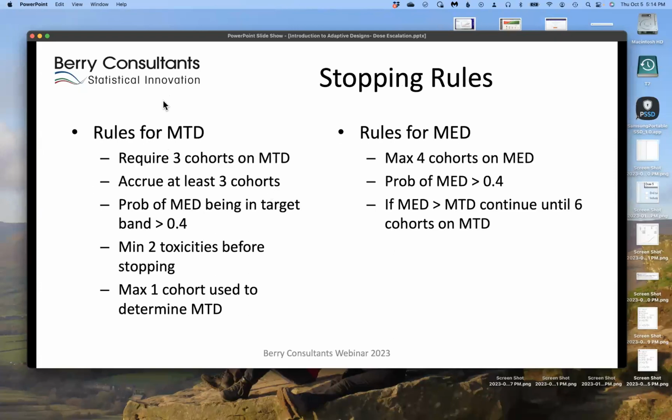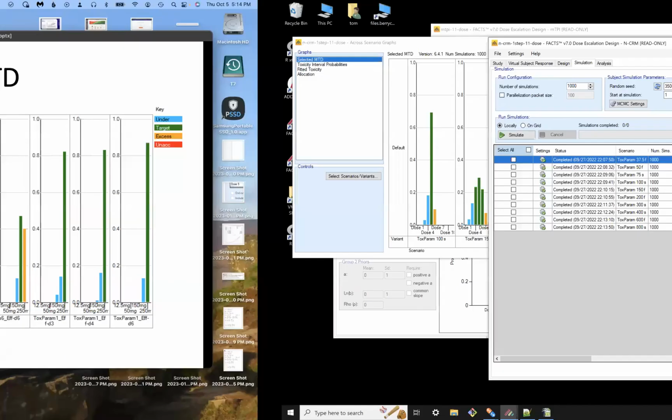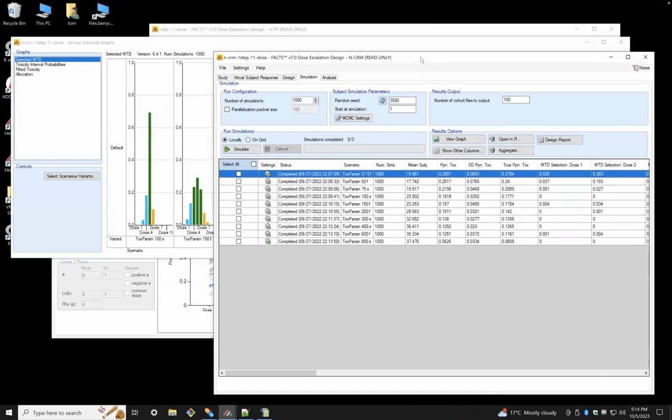And then I've got stopping rules for MTD, but these are all effectively null and void, because I've got the rule that the maximum of 1 cohort is used to determine the MTD. And then my rule for the MED is stop when I've got 4 cohorts in the MED, and the probability that the dose I've picked is the MED is greater than 40%. If my MED is above the MTD, then keep going until I've got 6 cohorts on the MTD, and then stop. So we'll just take a quick look at what all that looks like.